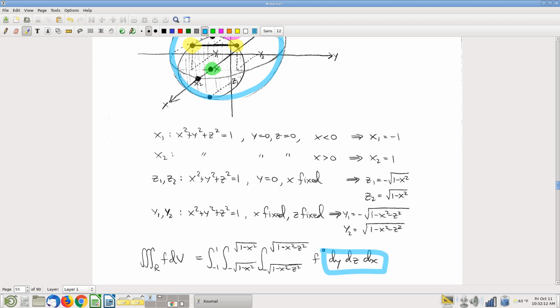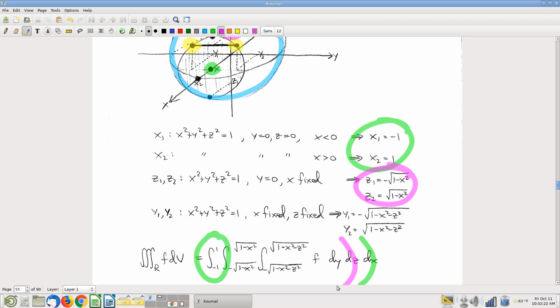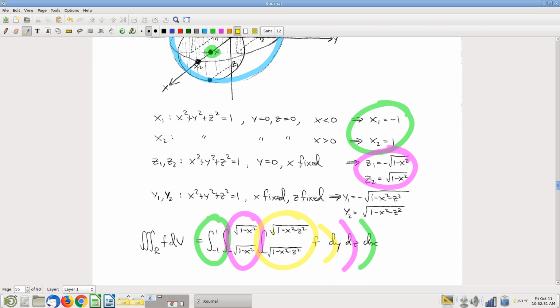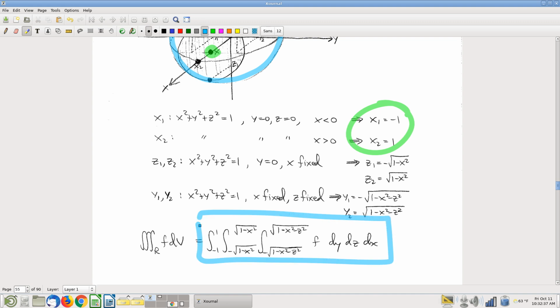Okay. All right, so putting all of these bounds together, having chosen that we were going to do the slicing in this order, the x bounds are that. The z bounds were that. And finally, the y bounds were that. And there we go. There's our iterated integral, our iterated integral that computes for us this triple integral over the original solid.